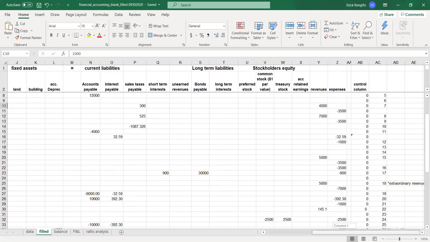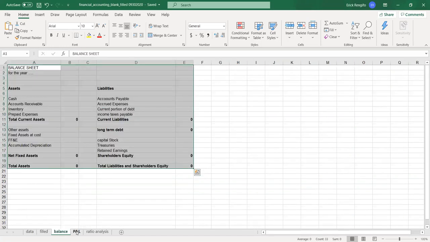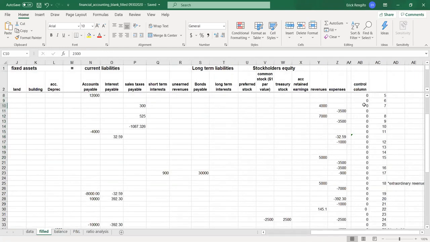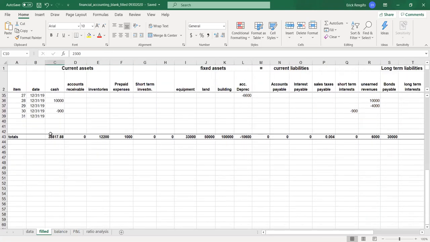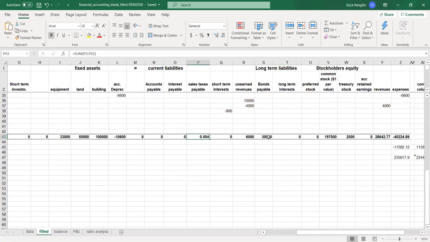I need to be sure that you get the zeros because from here we're going to build our financial statements. So if there is a mistake here, you're not going to be able to replicate the values there. What else, guys? Is everyone at zero? Can you do a quick look? Yeah, can we do a quick look, guys? 38,817, 12,200, 1,000, 0, 33,000, 50,000, 100,000 minus 10,600, 0, 6,000, 30,000, 197,500, 2,500, 28,642 minus 4,224. You get it? Yeah, I got the same.